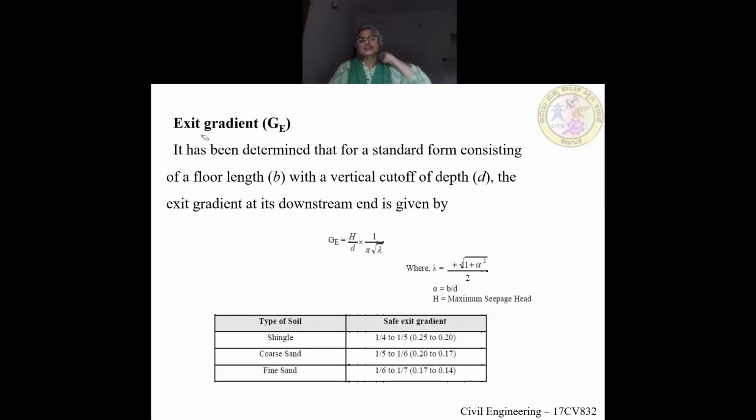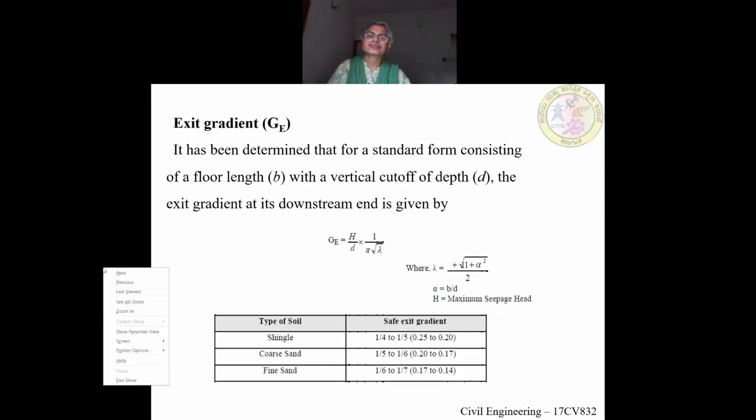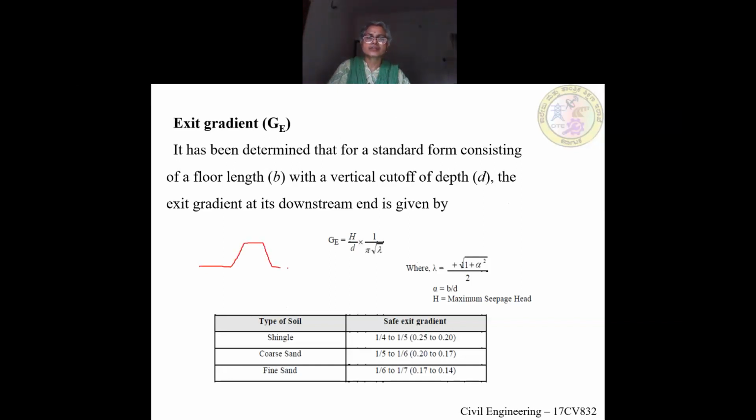We'll directly come to this exit gradient. Exit gradient is the gradient at the exit point. So if this is the weir or the barrage, this is the exit point, this is the flow line, and this is the exit gradient. This exit gradient, whatever you calculate, should be less than the critical gradient. Critical gradient, for that we have determined the condition.